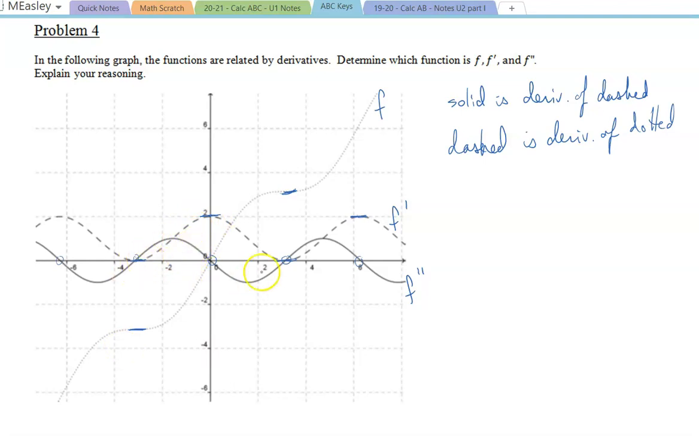The solid one, and this is not something you need to know, is negative sine x. This one right here looks like cosine, except it doesn't go down to -1, it goes up to +2. So this one is actually 1 plus cosine x, or cosine x plus 1 if you want to write it that way. And then this one right here happens to be x plus sine x. But again, that's just extra information that you would not need to identify.